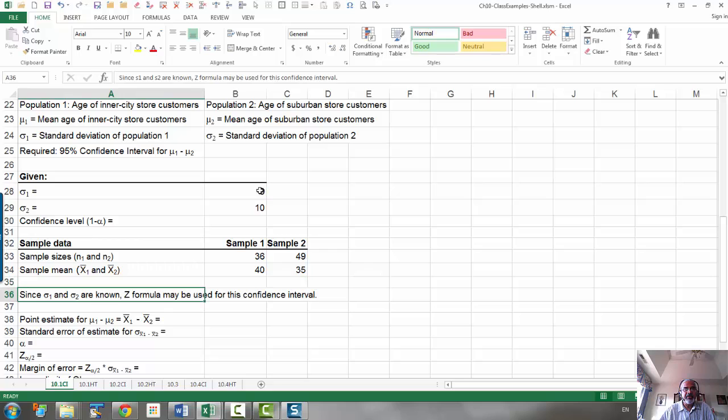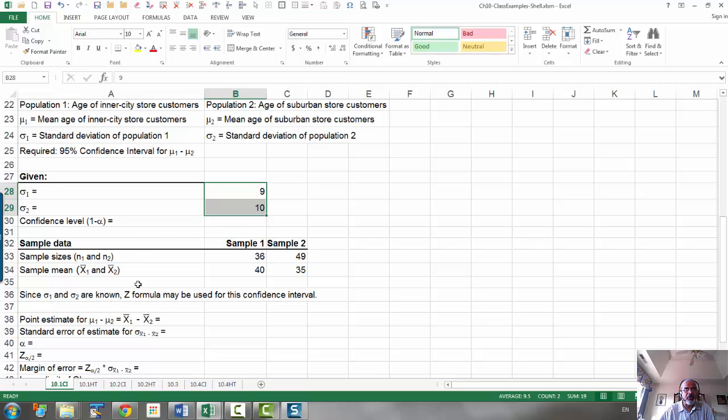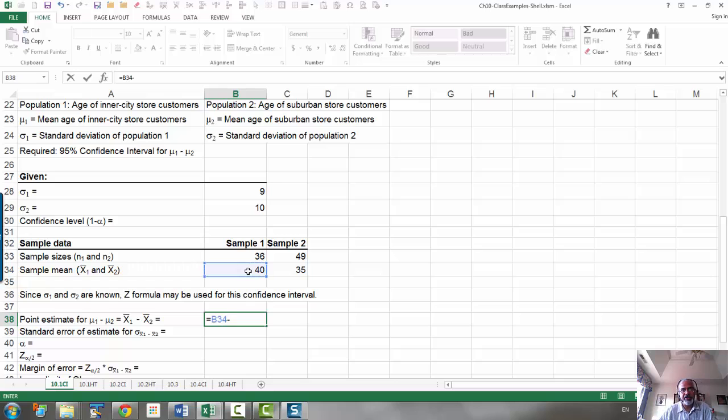Since the standard deviations are known, we should use the Z formula for the confidence interval. So let's first find the point estimate for the difference in the two population means, which will be the difference in the two sample means. So that's our point estimate for the difference in the means.